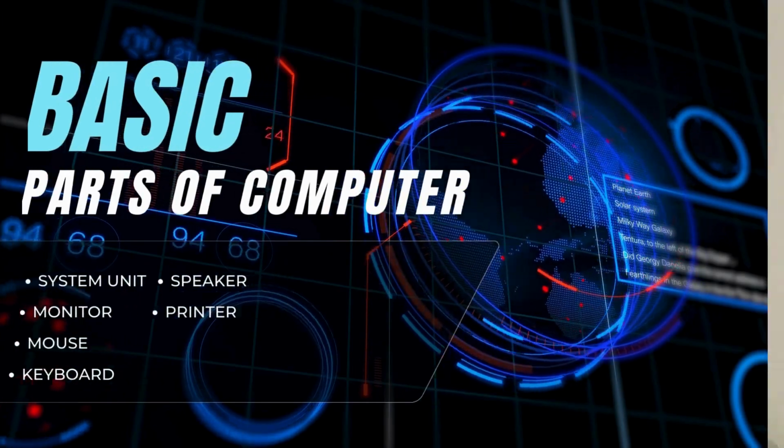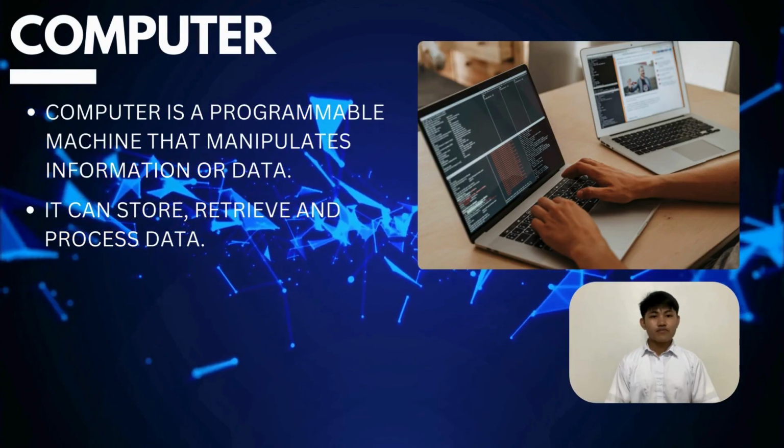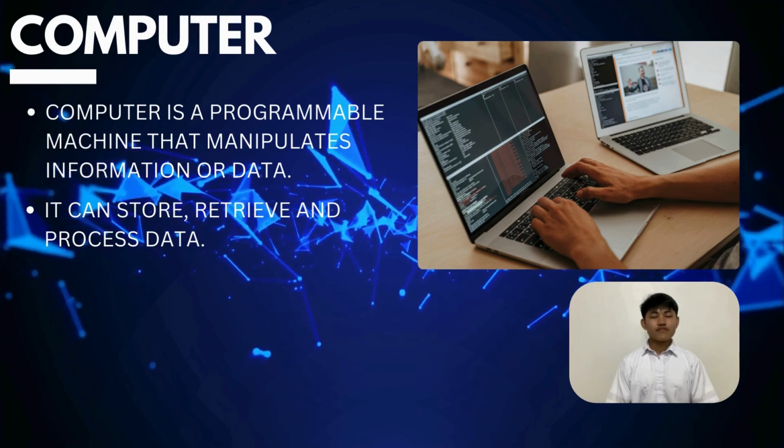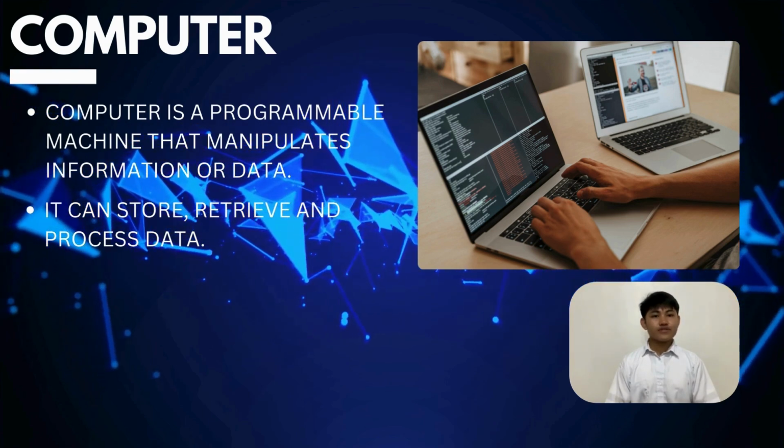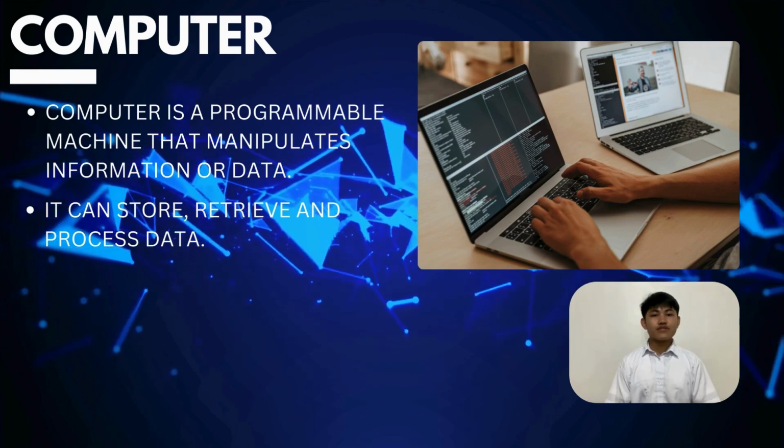For this video, I'll be tackling the basic parts of the computer. But before we proceed, what is a computer? A computer is a programmable machine that manipulates information or data. It can also store, retrieve, and process information or data. Now, let's explore the basic parts of the computer.